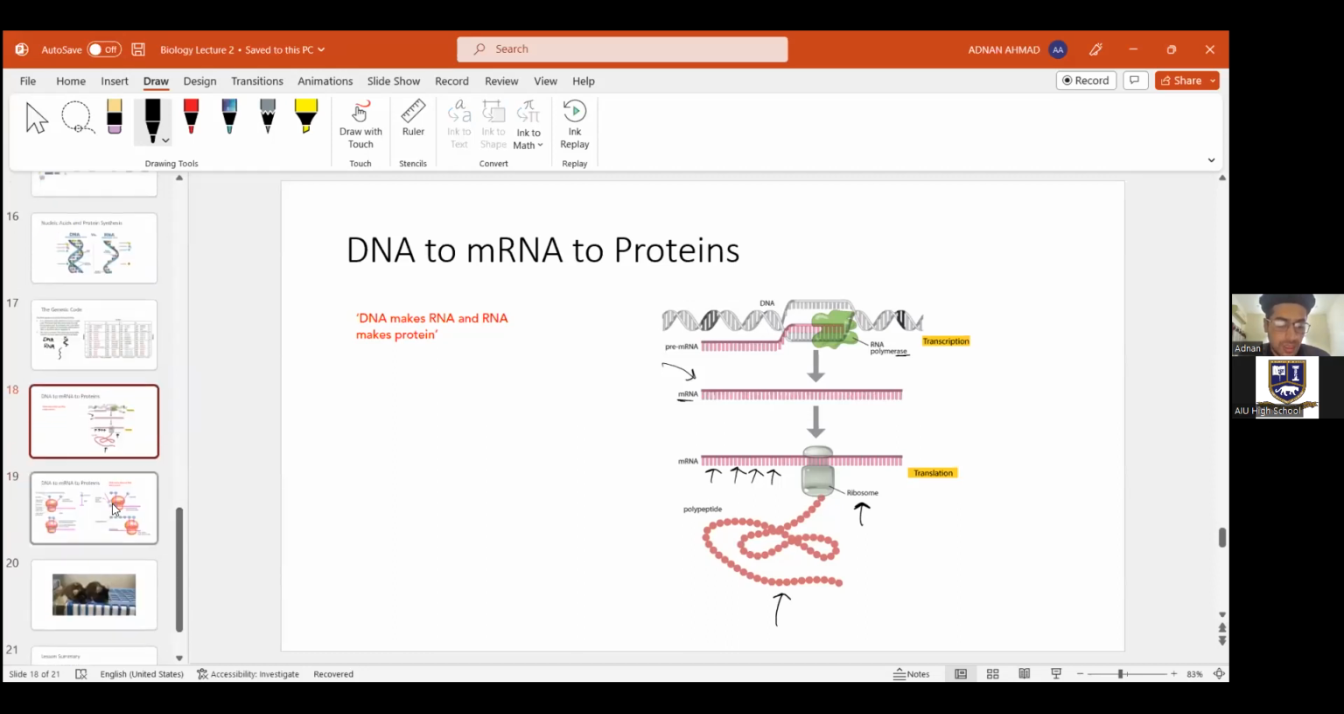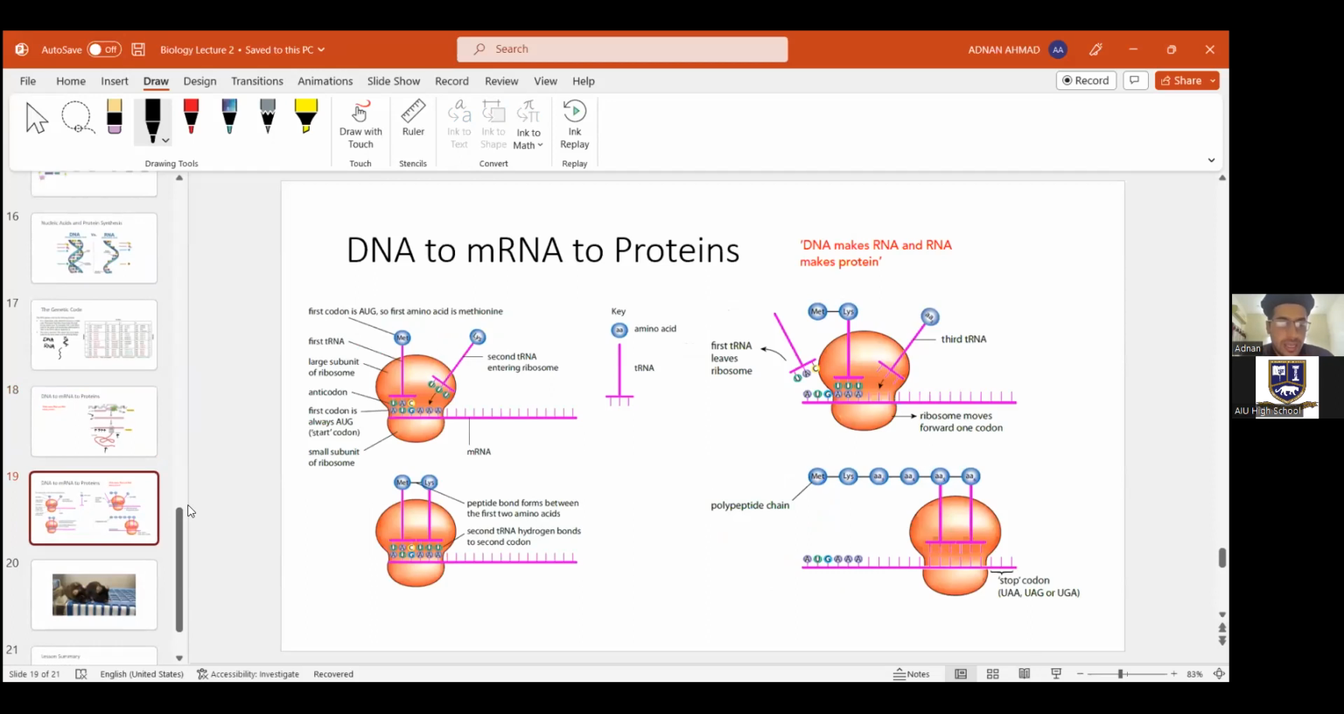You can see here that this is UAC. So UAC means we have to put methionine here. This will be brought by the transfer RNA. And again, we have AAA, adenine, and adenine. So this will code for lysine. So methionine will be formed, lysine will be formed, and so on. And here you will have this amino acid chain. This is how a protein is formed from the DNA.